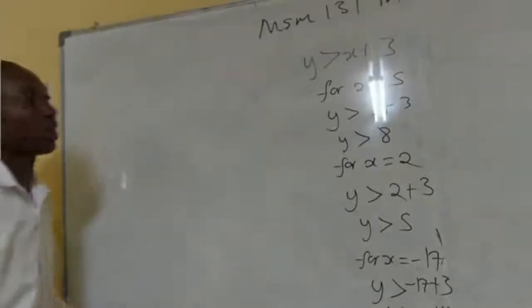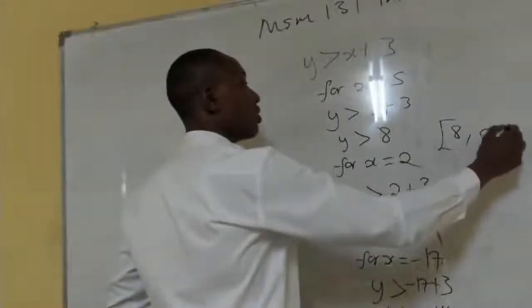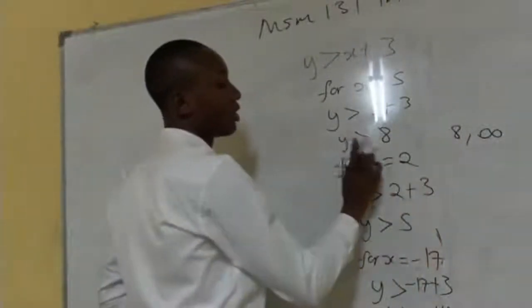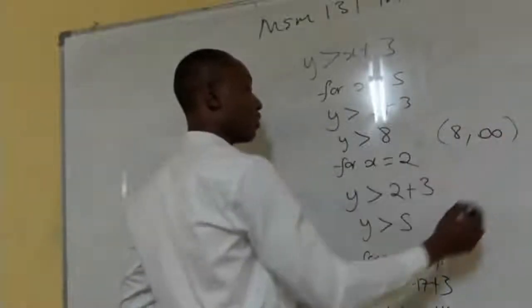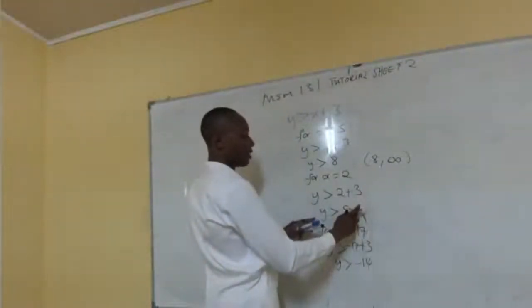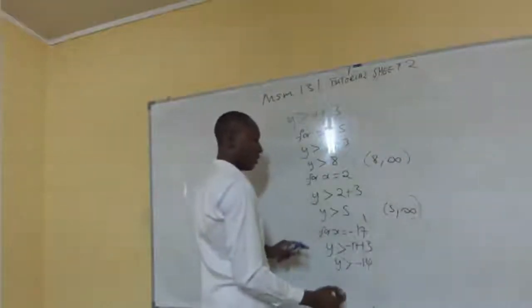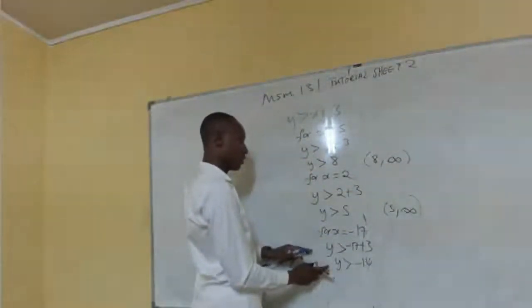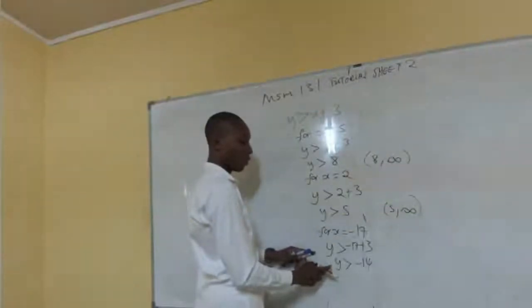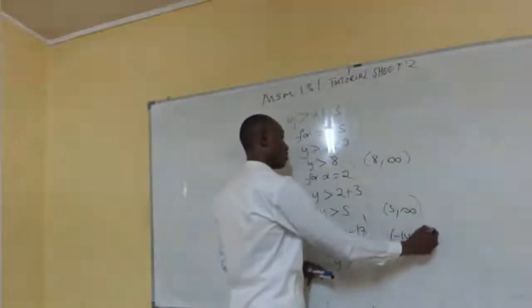Now, if you look at that, are these solutions unique? If you write this out, what does it mean? This is the same as 8 to infinity. Because it's strictly greater than, it's open, up to infinity. Then we have y greater than 5, meaning open at 5 to infinity. And the last one is negative 14 up to infinity.